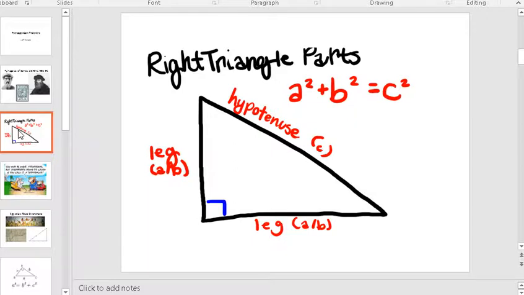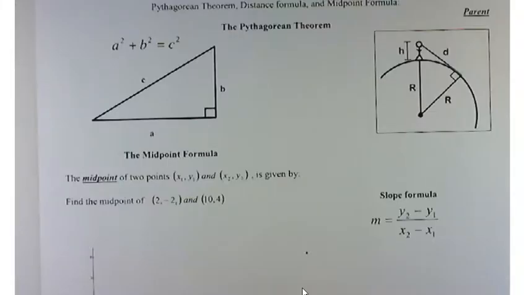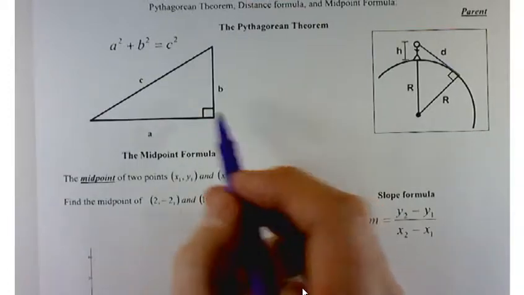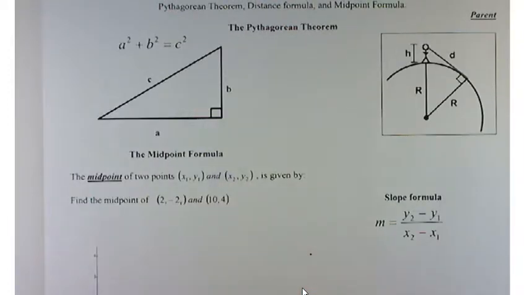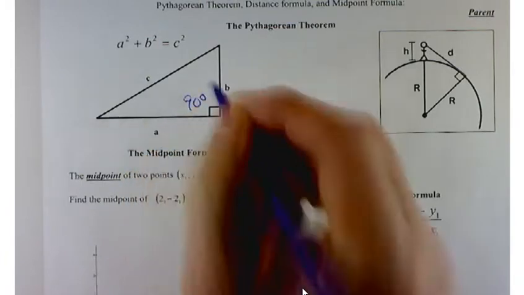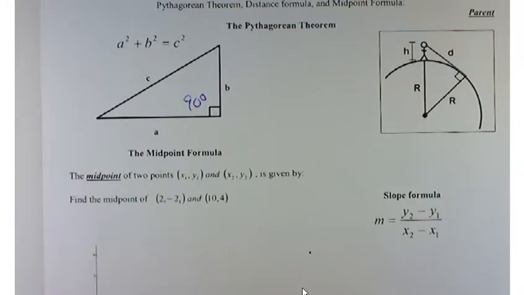So this applies to right triangles. Now, as far as right triangles are concerned, what does it mean to have a right triangle? What does this little square here represent? Yeah, it's a 90-degree angle. So if you have a 90-degree angle, then hey, that's a right triangle. You can only have one right angle in a triangle.